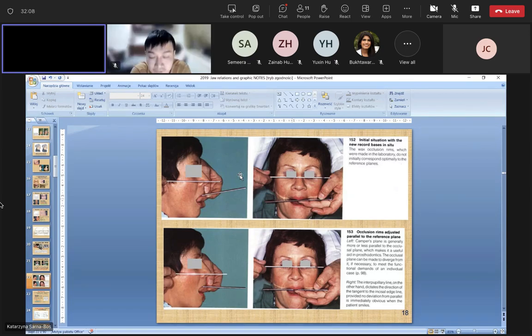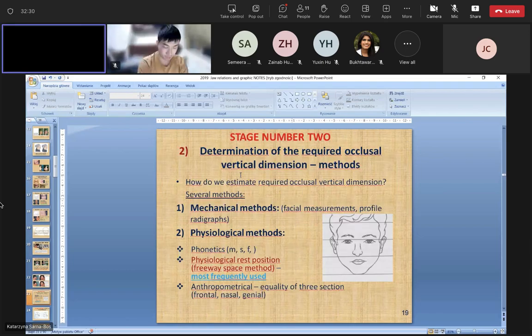And this is the first stage of recording jaw relations, and I told you that this stage is called establishment of the orientation of the occlusal plane. And I told you that during this stage we adjust only the upper wax record block. Now the stage number 2.